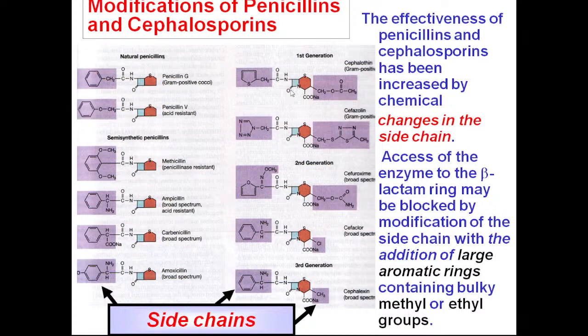Why do we need those changes? First, they may decrease the access of the bacterial enzyme beta lactamase to the beta lactam ring. So the bond can be sterically protected by the modification of the side chains. They start to be larger, with the addition of aromatic rings or long carbon backbones, so methyl and ethyl groups. So it may make the beta lactam less accessible to beta lactamases.